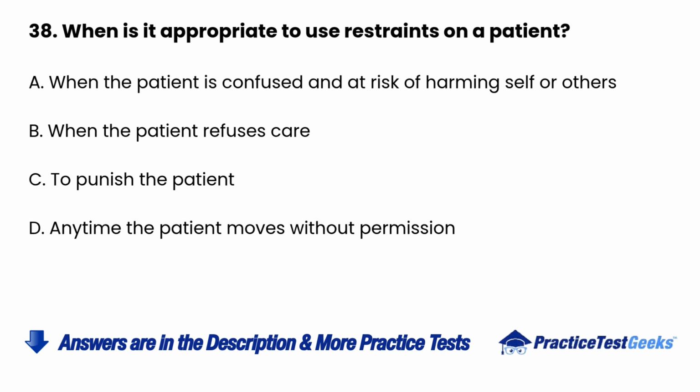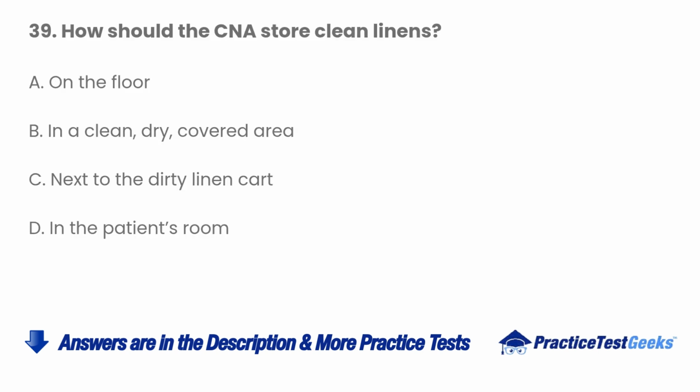38. When is it appropriate to use restraints on a patient? A. When the patient is confused and at risk of harming self or others. B. When the patient refuses care. C. To punish the patient. D. Anytime the patient moves without permission.